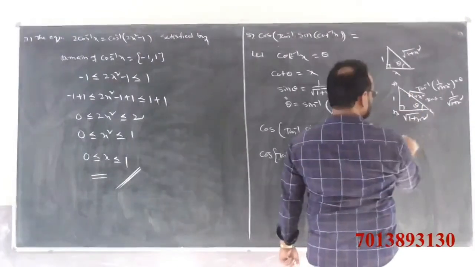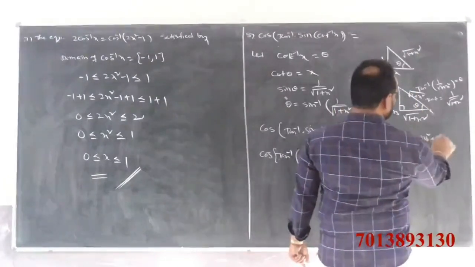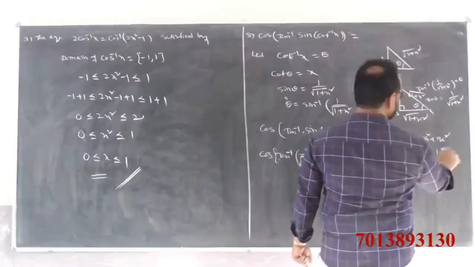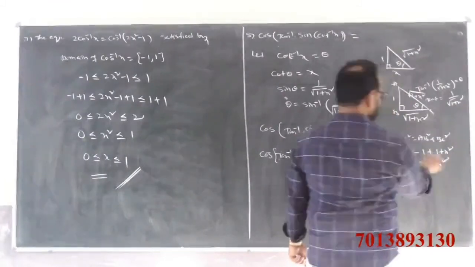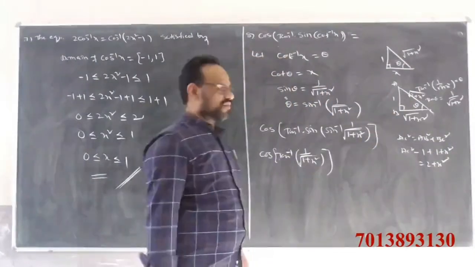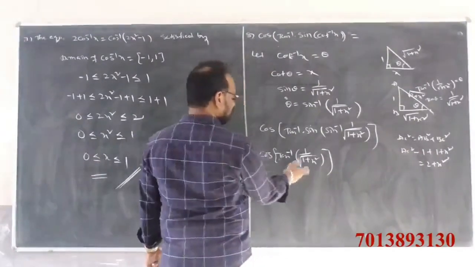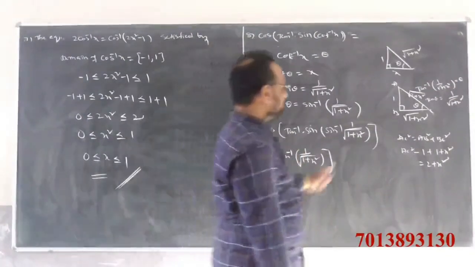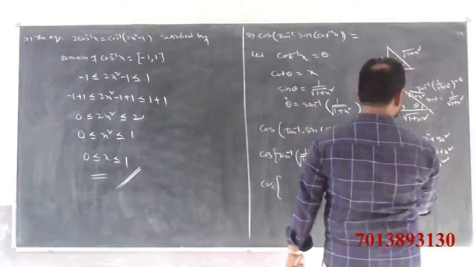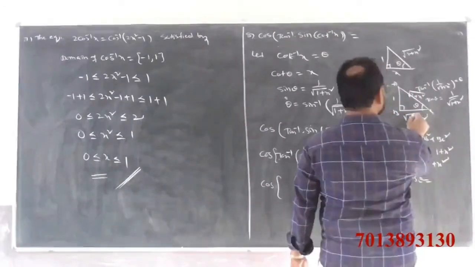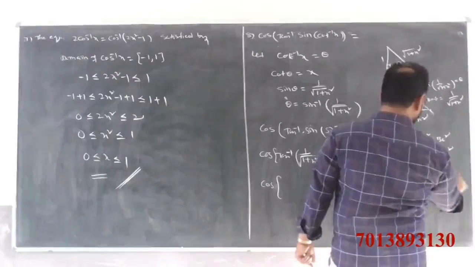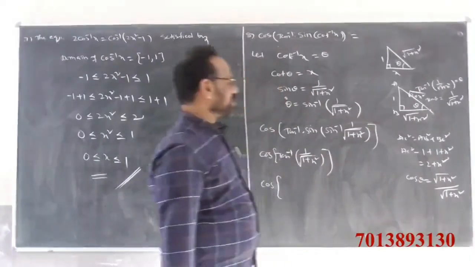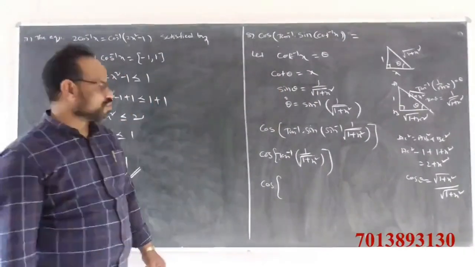Take triangle A, B, C. That is AC square is equal to AB square plus BC square. That means AC square is equal to AB value 1 plus BC square means 1 plus x square. We get 2 plus x square. We want the AC value, so AC is square root of 2 plus x square. We want cos, so cos theta is equal to the adjacent side to theta by hypotenuse. That is square root of 1 plus x square by square root of 2 plus x square.